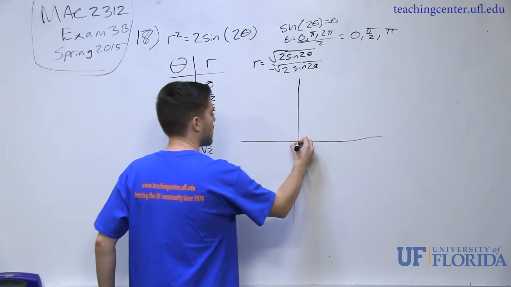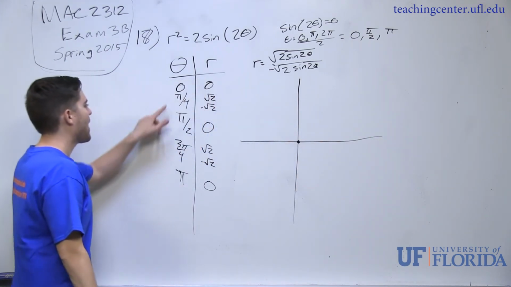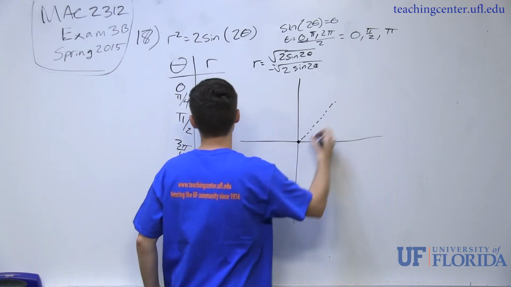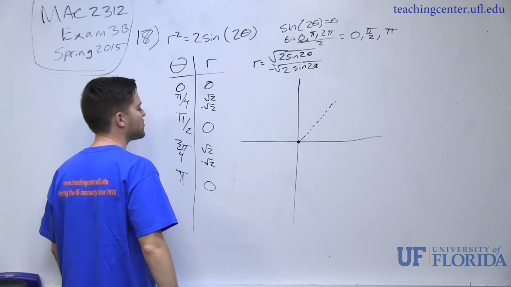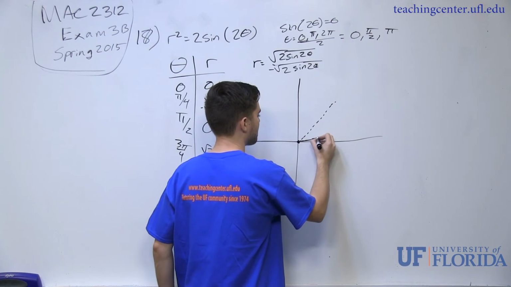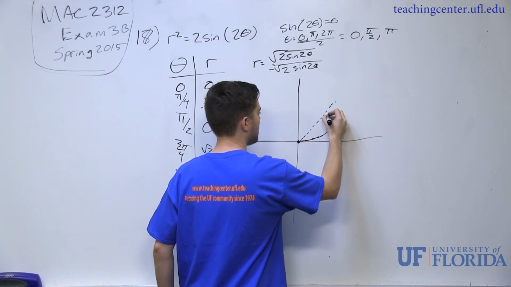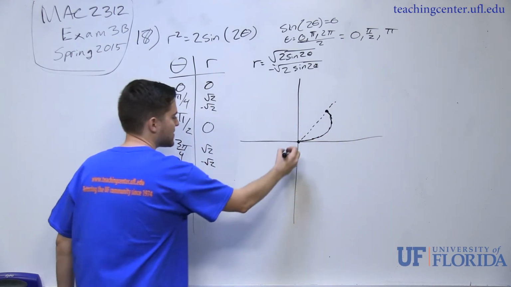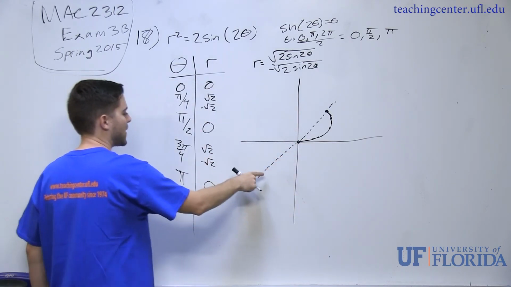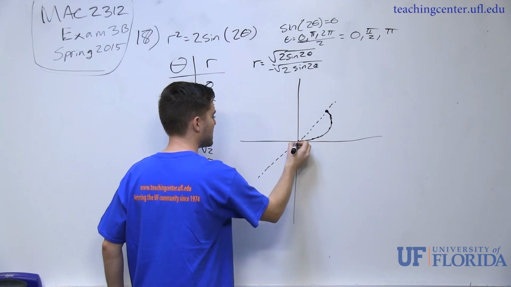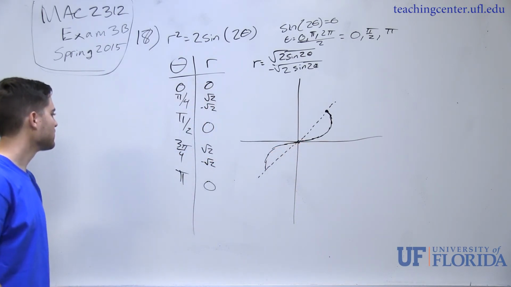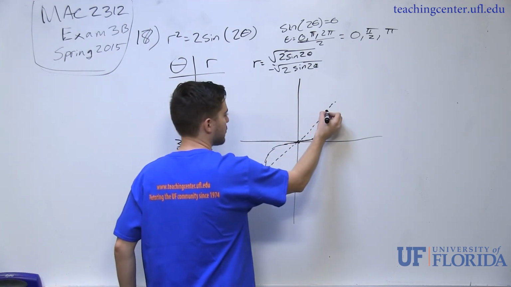So at 0, my origin is 0. At pi over 4, I have 2 roots associated with it. So I have square root of 2 and negative square root of 2. That tells me my value extends out to here, and at the same time, it also extends back out to here. So at pi over 4, I would have the same root, just opposite. At pi over 2, both of these roots come back to 0.